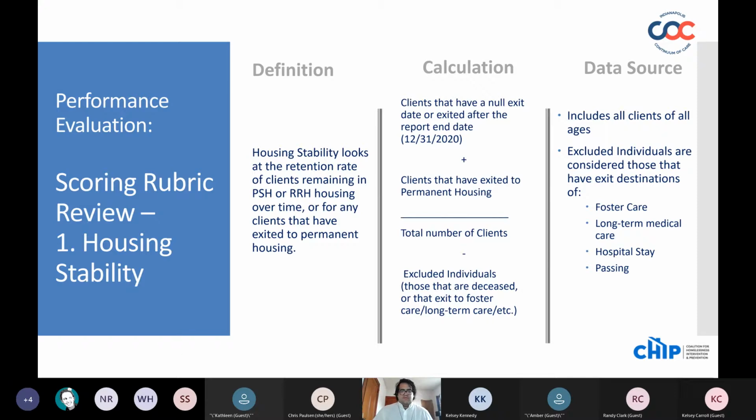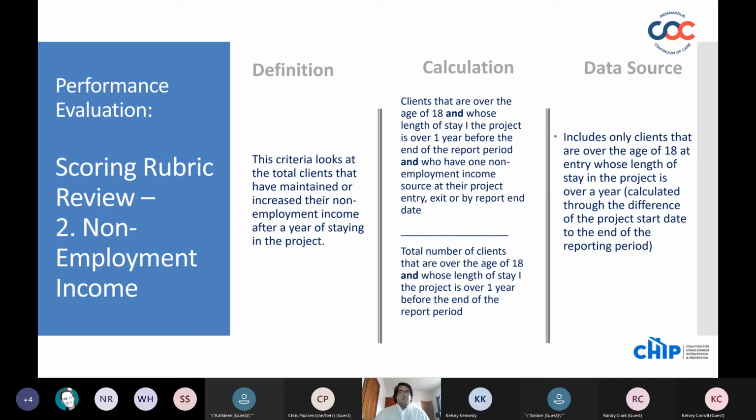All right, so moving on from that, now we go into non-employment income, and this is looking at non-employment income that a client has been able to maintain or increase after staying a year in the project. So again, the data filtering is going to be any clients that are over the age of 18 upon entry and that have stayed in the project over a year.